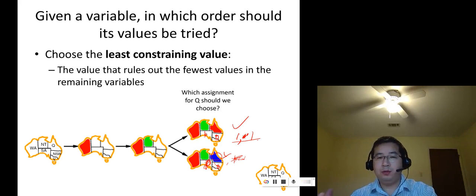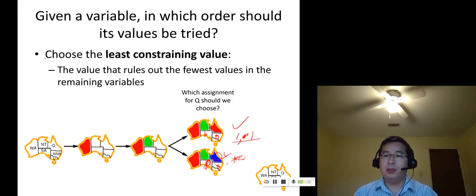So before we do the assignment, we check whether this will pose significant challenges for other assignments, because you haven't finished the assignment yet. It's not complete. So this is the reason, which value to choose. We choose the least constraining value.